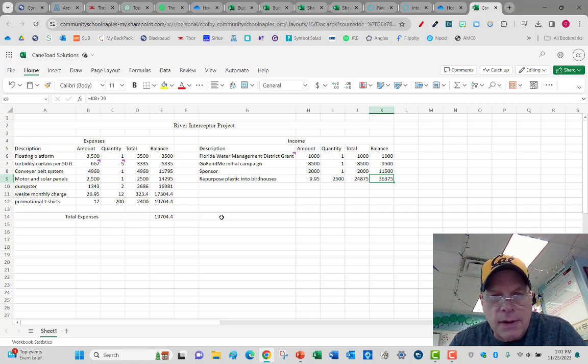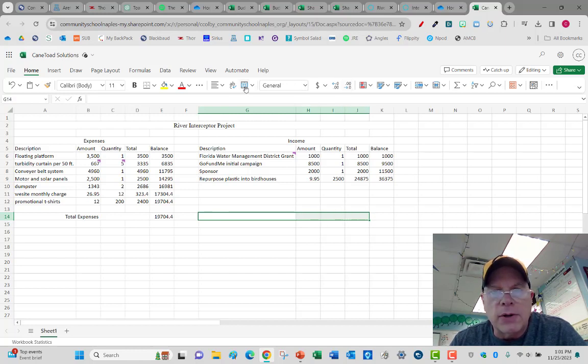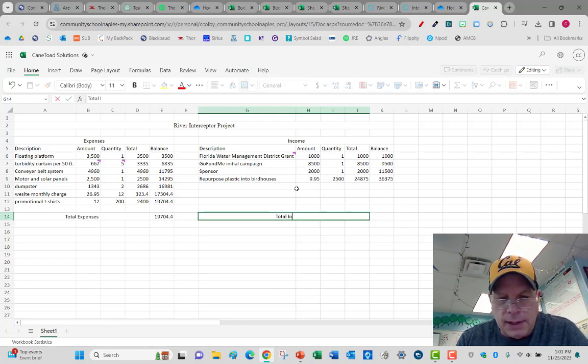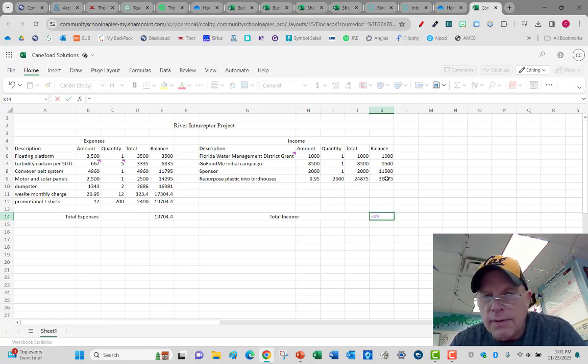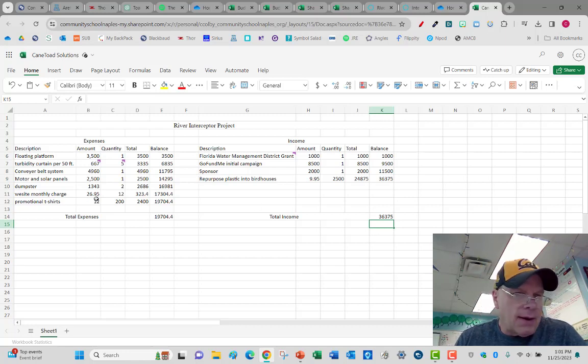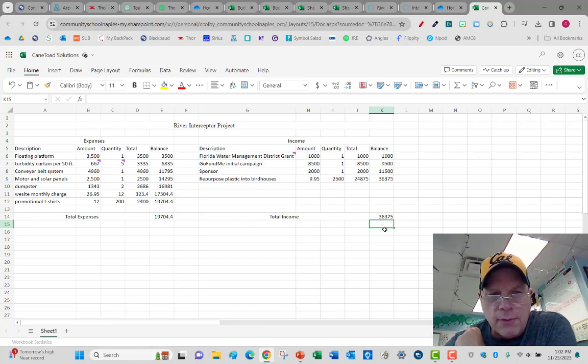To finish this up, I think it makes sense to align it with total expenses. I'm going to merge and center these cells and label this total income. And the cell to the right of that will reference this total balance, which is the sum of all the totals. Now I have total income and total expenses, and we will find the difference in the next video. But we see that we have the information now to tell that we're already making money with this project.